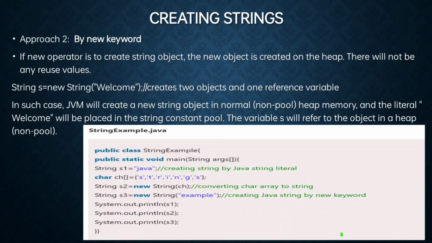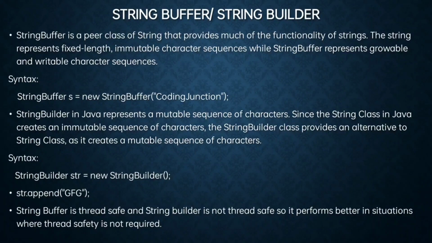Now let's take an example below. In the below main method, we have String s1 = "Java", creating a string by using a string literal. Now a char array ch with the characters as array elements. Now String s2 = new String(ch), converting the char array to a string. Now String s3 = new String("example"), where we are creating a Java string by using the new keyword. Now we are just printing s1, s2 and s3.